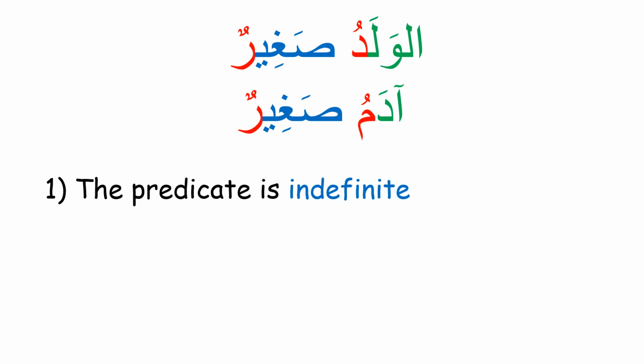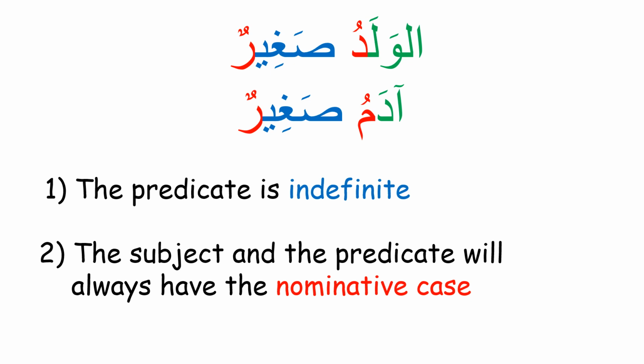And that will always be the case aside from one exception, and I really mean like one, that we are going to study along with personal pronouns in the upcoming series. So again, the predicate is indefinite. Moving on to number two, the fact that both subject and predicate took the nominative case in both examples was not a coincidence, quite the opposite. As a matter of fact, المبتدأ والخبر will always have the nominative case.